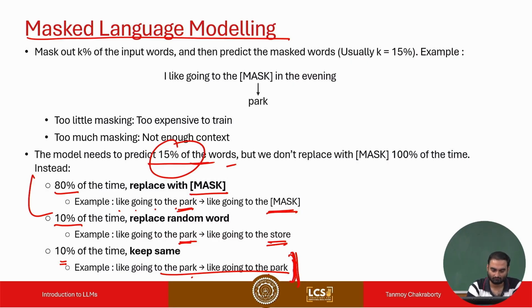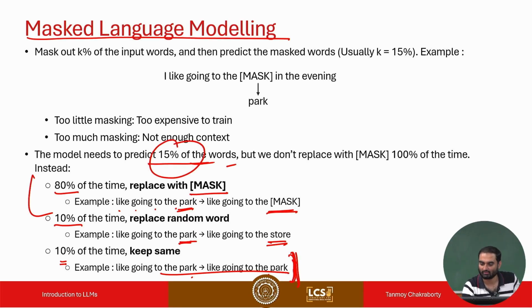Okay. So you identify 15% of the cases, 80% of them will be replaced by mask, 10% of them will be replaced by other tokens, and in 10% of the cases you keep the same token. That is masked language modeling, and you let the model predict.